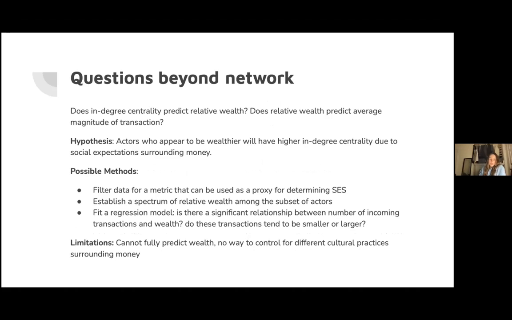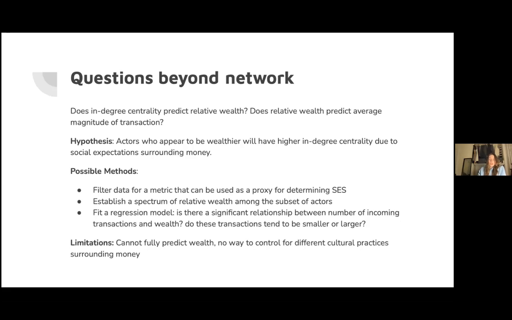Our next question focuses more on the broader social implications of our network analysis. We propose the question, can we use in-degree centrality to predict the relative wealth of an actor within this network? And we predict that the actors who appear to be wealthier will have a higher in-degree centrality due to different social practices and assumptions surrounding money. And to potentially answer these questions, we're going to filter the data for a metric such as rent, which can be used as a proxy for determining socioeconomic status.